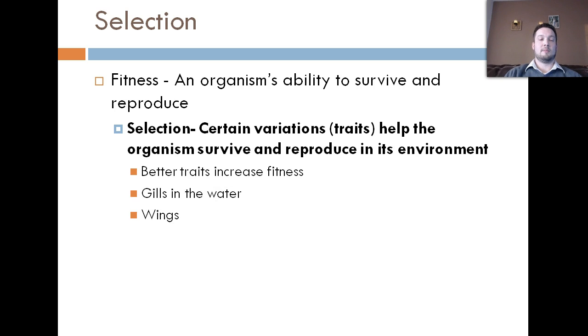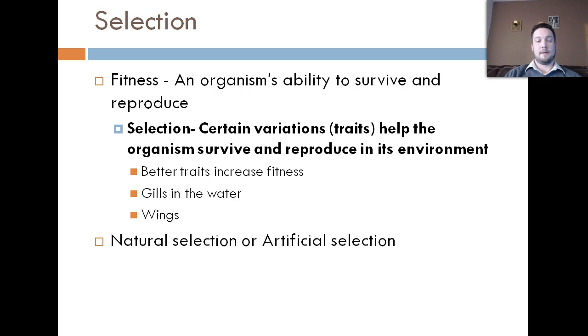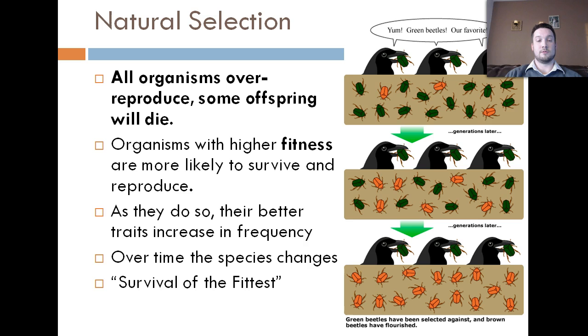Okay, and I mentioned those things. Wings, also a great adaptation. Definitely going to increase your fitness. You can get away from predators. You can hunt your own prey. You can migrate during certain times of the year if you need to. Definitely going to increase your fitness. All right, there's two types of selection we're going to talk about here, or main types, I should say. The first is natural selection, and then the second is artificial selection, and we will talk about both of those.